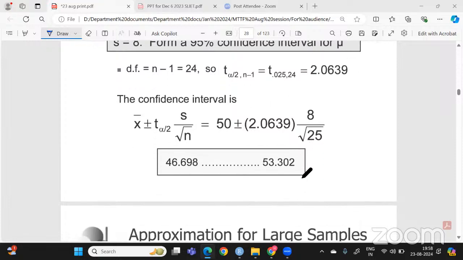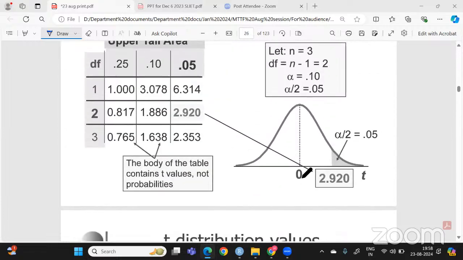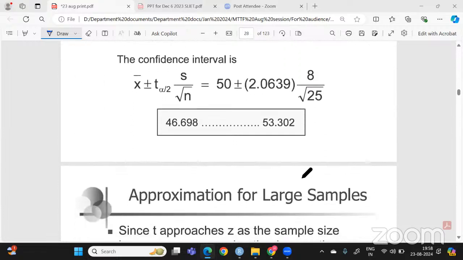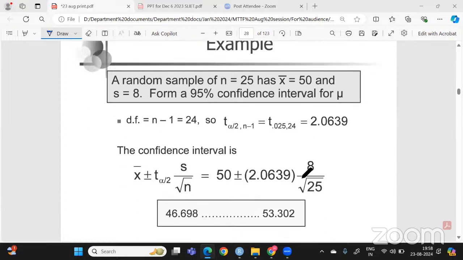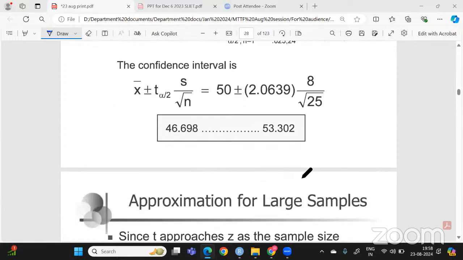There is one thing already written here: we are not saying it with probability, we only say confidence. That's why it is called a confidence interval. It is not a probability interval. So the name is confidence. We can say it with confidence, not exactly that it is equal to 95%.